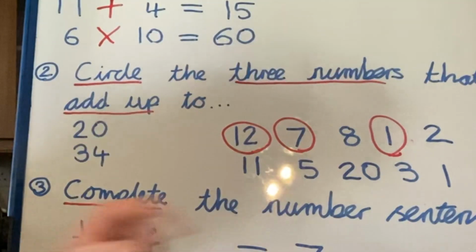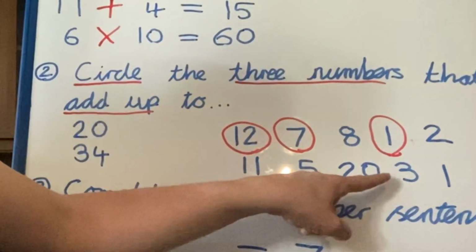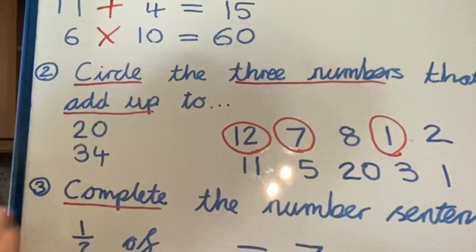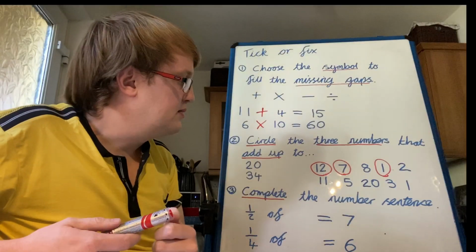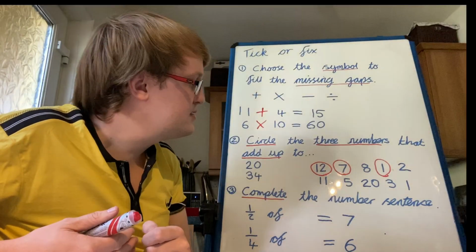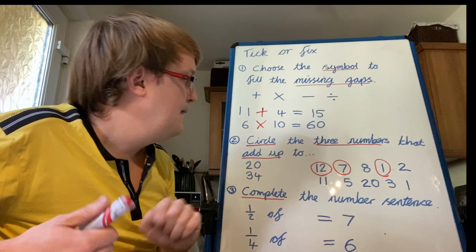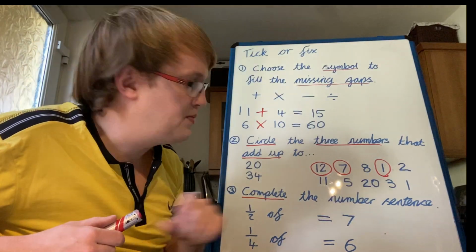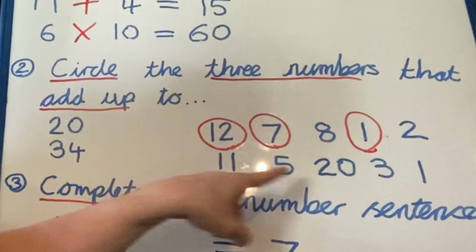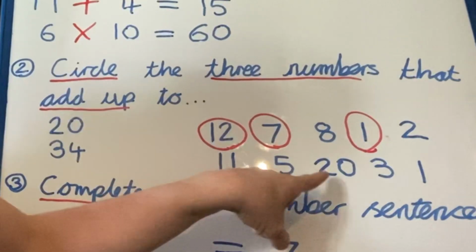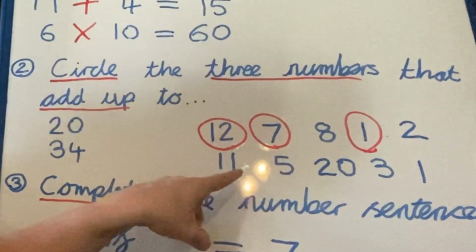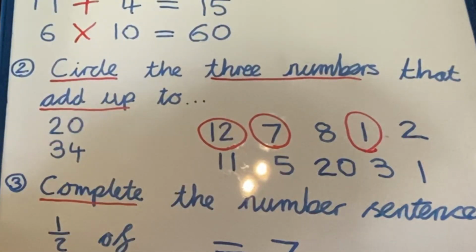We've got 11, we've got 5, we've got 20, we've got 3, and we've got 1. So I'm going to put the biggest number first in my head, 20. I'm going to get the next biggest number, which is 11. So 20 add 11, if I add that 10 onto 20, that'd be 30. And then add the 1, 31.